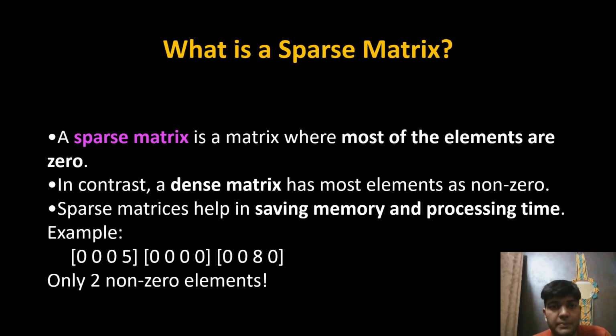Let's look at an example. Here only two elements are non-zero, the rest are zeros. Instead of wasting space storing all the zeros, we focus only on what's meaningful.